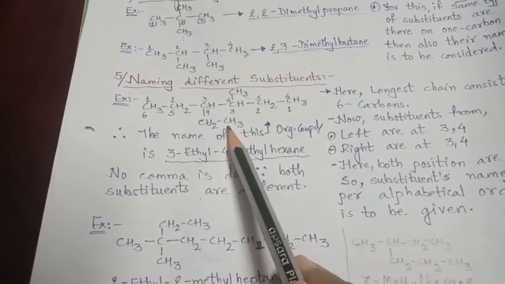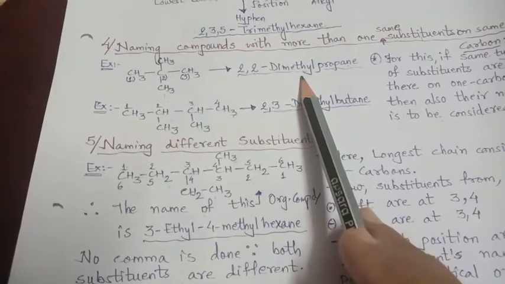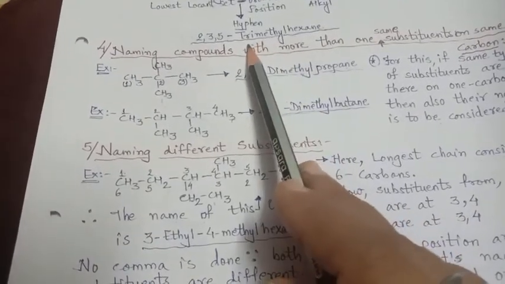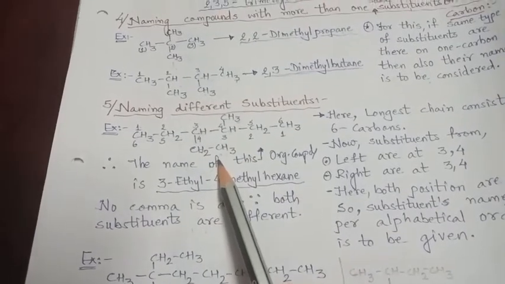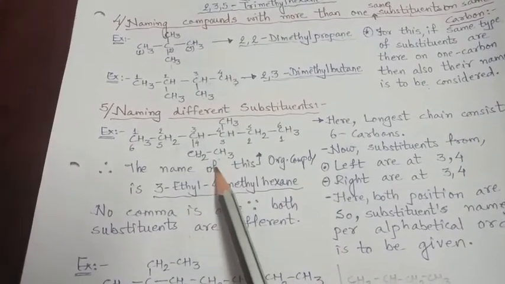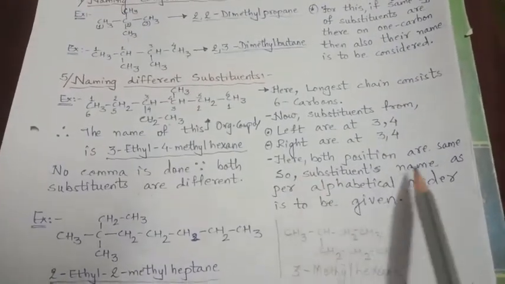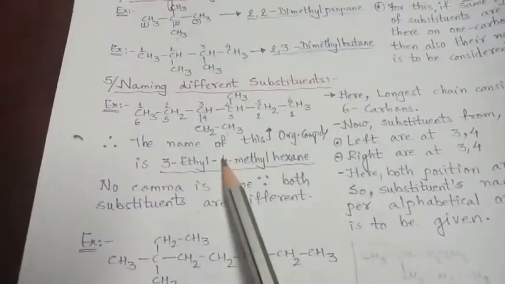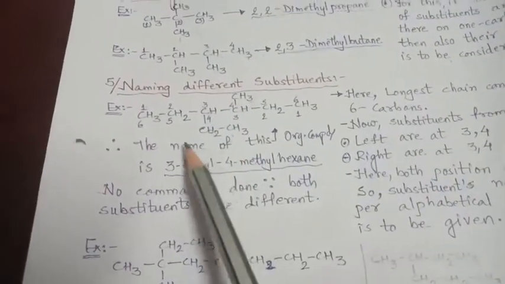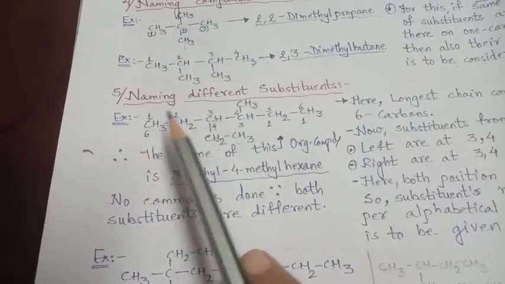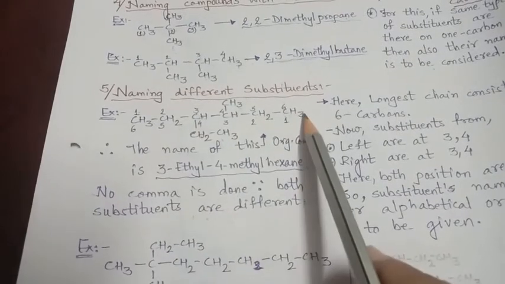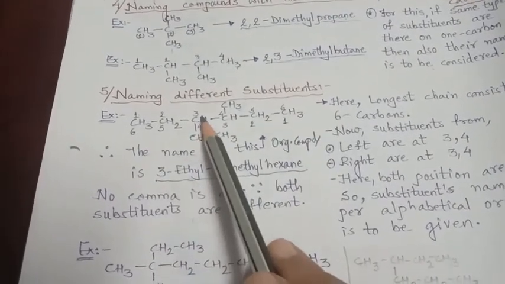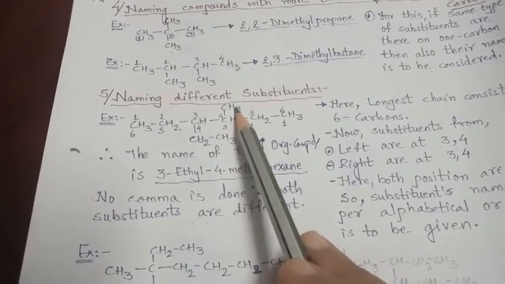Now while giving the name, we were not having a problem before because all were methyl, so trimethyl, dimethyl. But 1 methyl, 1 ethyl, so we will have to give the name as per alphabetical order. Here both positions are the same. Let us see the example and then I'll explain this parallelly. See here, 1, 2, 3, 4, 5, 6 carbons. When I am considering from here, the first attachment is at the third carbon and the fourth carbon.